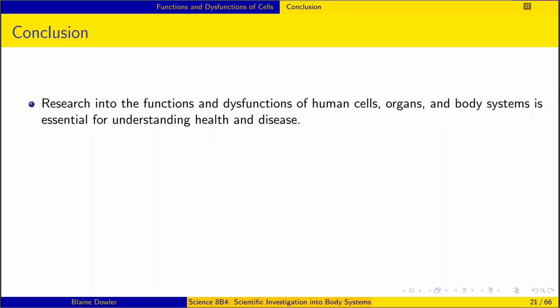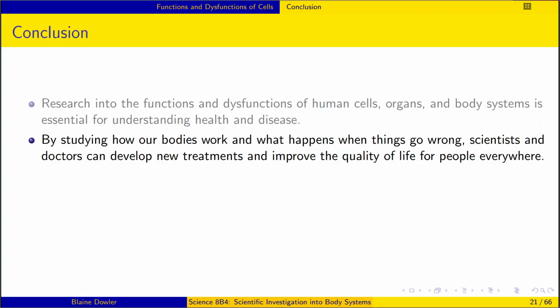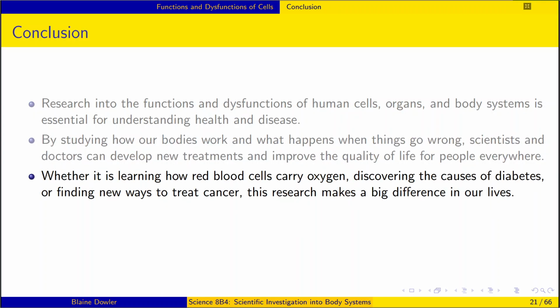Conclusion. Research into the functions and dysfunctions of human cells, organs, and body systems is essential for understanding health and disease. By studying how our bodies work and what happens when things go wrong, scientists and doctors can develop new treatments and improve the quality of life for people everywhere.